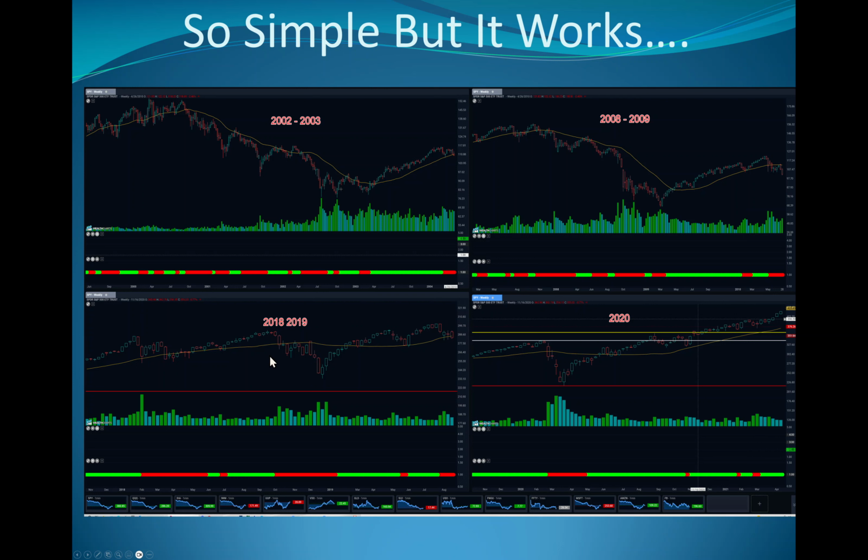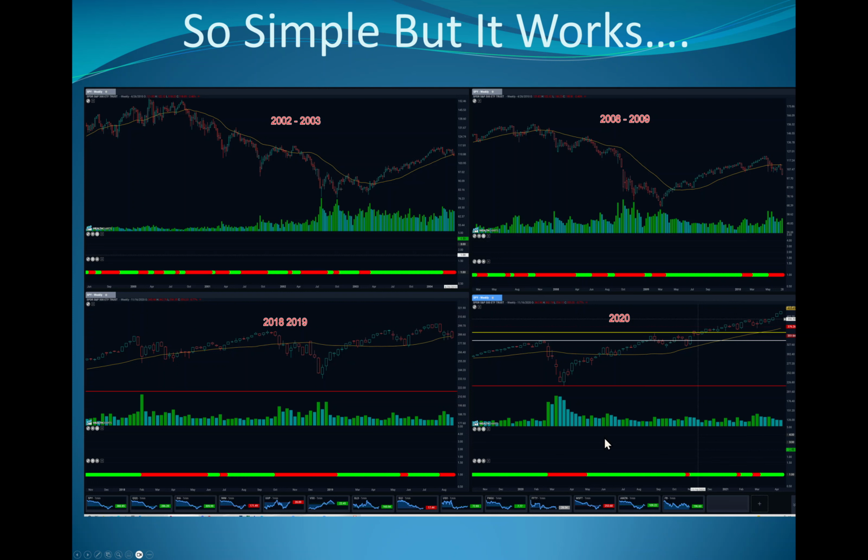2018, 2019, this was the one that got better at Christmas time. Look at this. Closed below with a red bongo. You were out of the market for most of this. Now, if you knew it was going to bounce back so fast, you could have stayed in. But you got back in, you stayed in for quite some time.